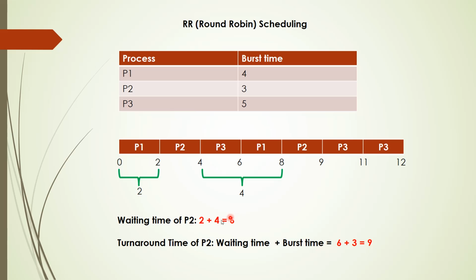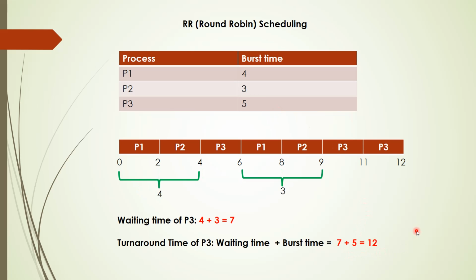Similarly, P2 waits for 2 clock cycles, then the next chance P2 gets is after 4 clock cycles. So 2 plus 4 is 6. This is the waiting time of P2, and the turnaround time is the waiting time 6 plus the burst time 3. The burst time of P2 is 3, so 6 plus 3 is 9.